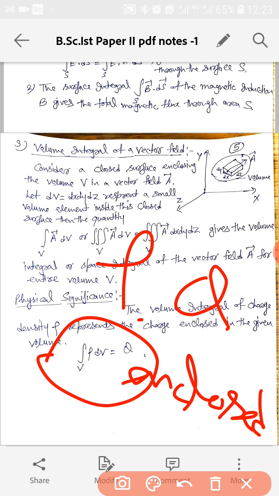I hope you have understood this, and this is our first lecture regarding the basics of vector algebra, which we are going to use in our coming classes.